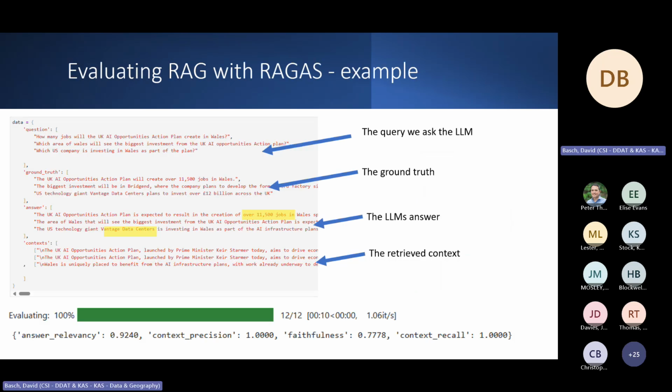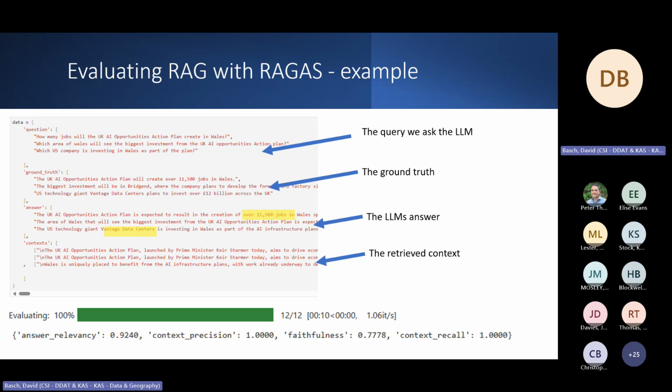And this is a toy example that's showing the evaluation in action. So we have the query that we asked the LLM in the top there. We have the ground truth, which is provided by a human, so the actual real answer verified. We have the answer that the LLM provided, and we have the retrieved context that the LLM has used to provide those answers. And after you run the evaluation, it will provide these metrics back, like answer relevancy, context precision, faithfulness, and context recall.